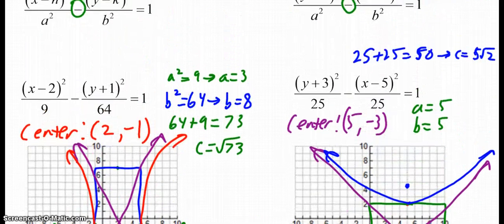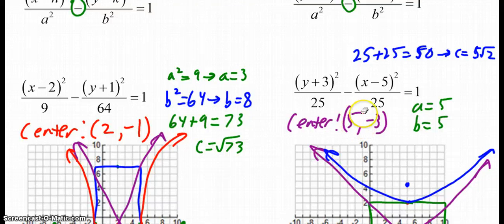How do I come up with that? I look at my equation. The center is (5, -3). A squared and b squared are both 25, so a is 5 and b is 5. 25 plus 25 is 50, so c is 5 root 2, which is the square root of 50. But since the a was with the y term, that's how I know it's a vertical transverse axis.